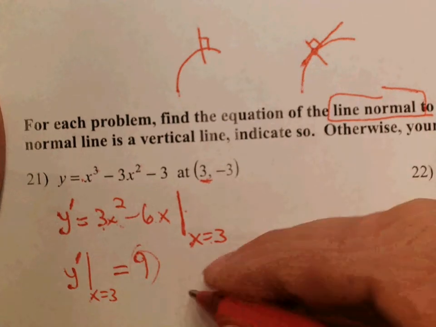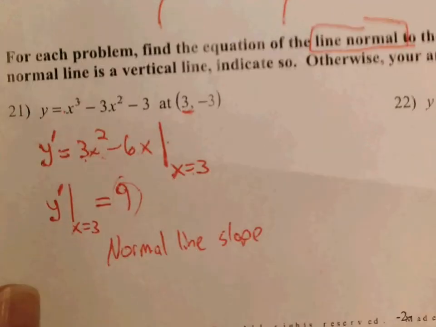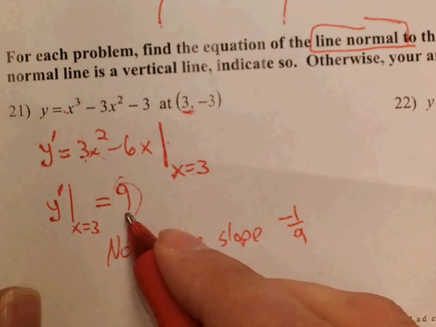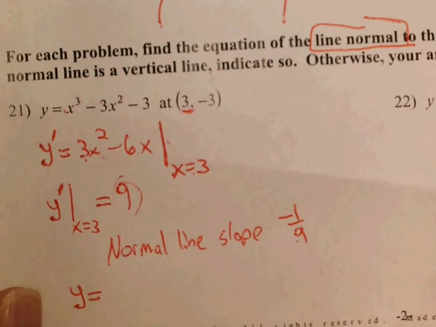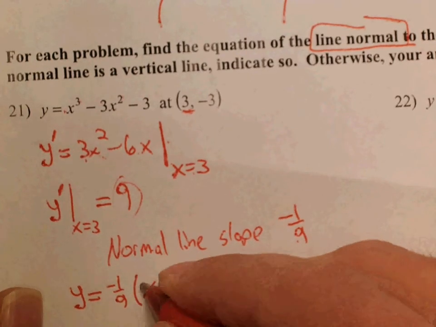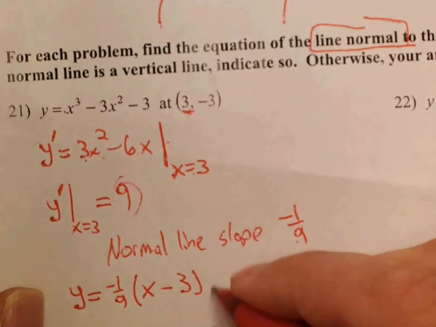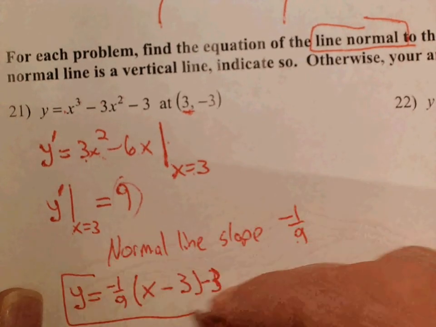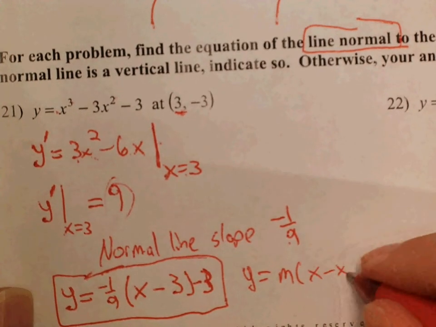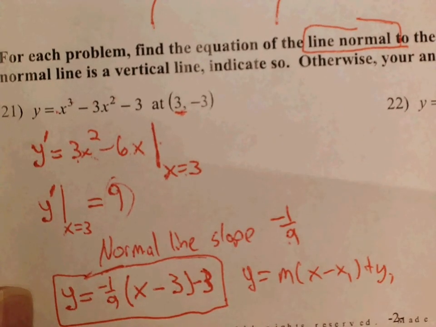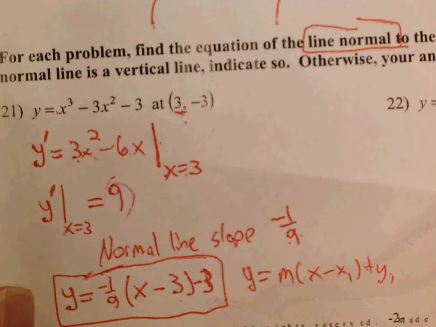That means the normal line, which is perpendicular to it, has a slope of -1/9. Remember to find the slope of a perpendicular line, it's the negative reciprocal. So the equation is y equals the slope times x minus x1. We're looking for it at this point, plus y1. This is our equation of the normal line. You really want to make sure you've memorized by now y equals m times x minus x1 plus y1. This is the equation for any line. The slope of the normal line is right here. The x value of the normal line is right here. And the y value is right here. I hope that helps.